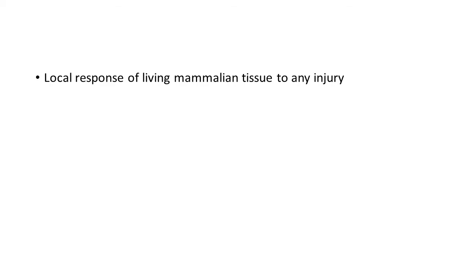Inflammation is defined as the local response of any living mammalian tissue to injury from any agent. So, inflammation is local response of living mammalian tissue to any injury. When somebody attacks you, you will respond, right? The same way, any mammalian tissue also responds to any injury thrown on it. And this response is termed as inflammation.